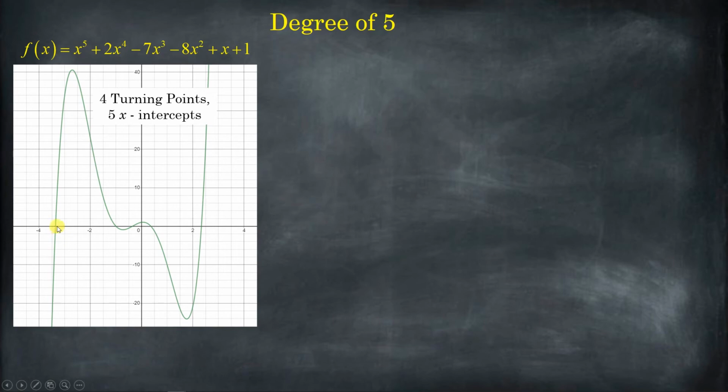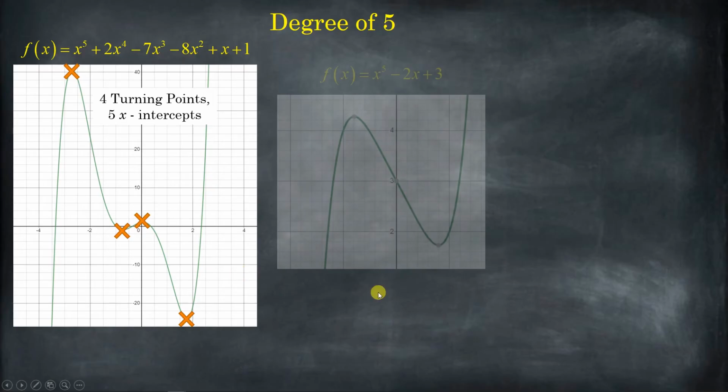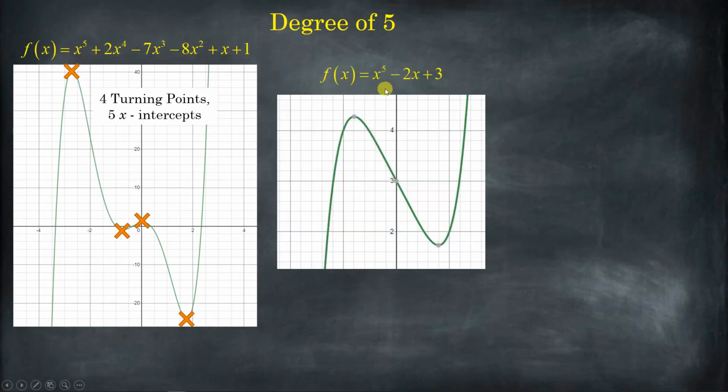We have 5 x-intercepts. 1, 2, 3, 4, 5. And 4 turning points. Now, if we look at the next one, we have another polynomial function with a degree of 5. This one's a little different. You see, do you see how many x-intercepts this is going to have?